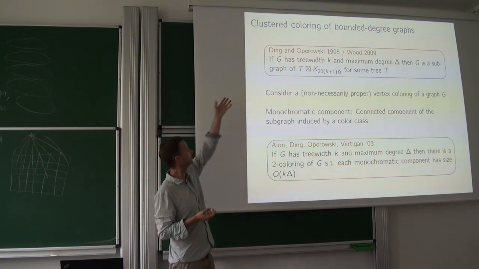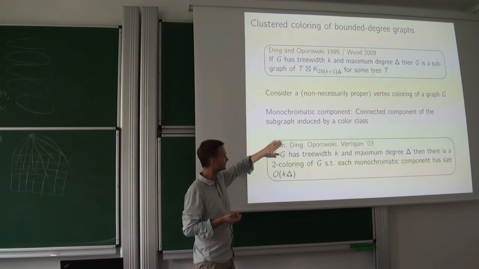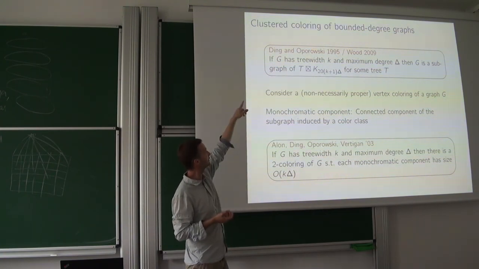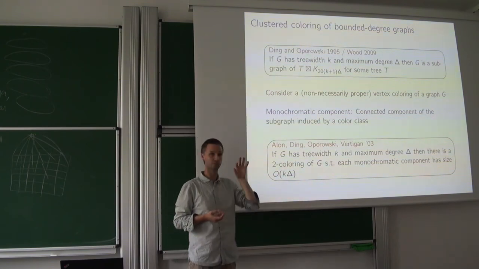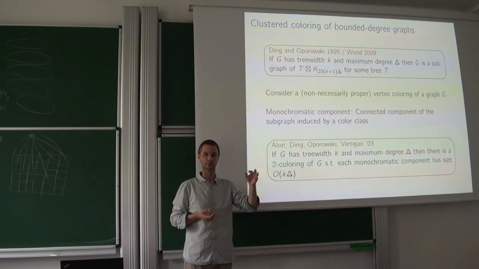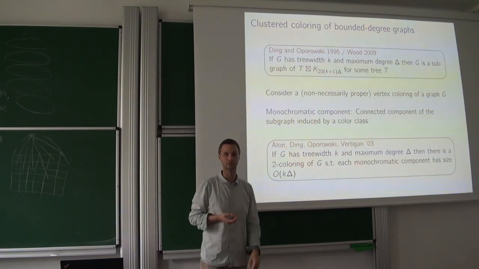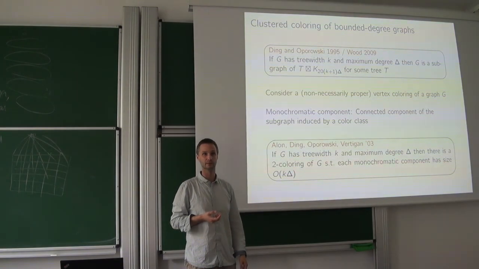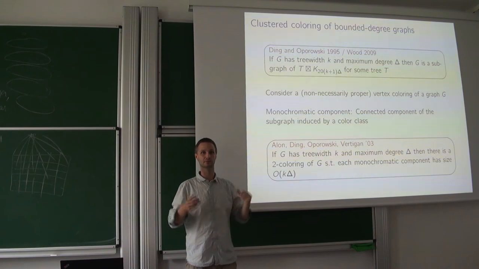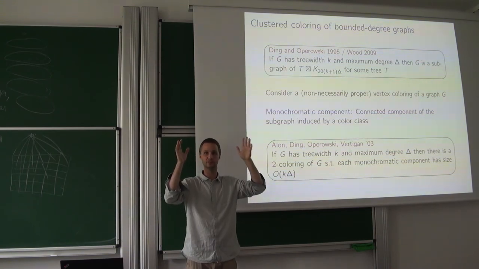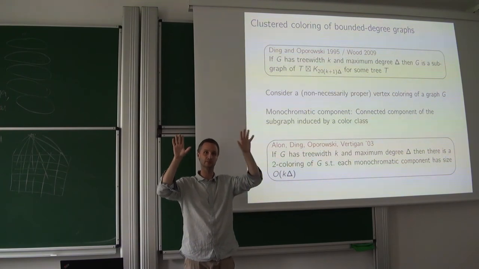So what's the connection with the previous result? Well, as was noticed in this paper, if you apply this result on top, it directly implies that if you have a graph of bounded tree width, then you can two-color it so that every monochromatic component has size big O of the maximum degree. And how do you do that? Well, apply the above result. So you have your graph G, which is contained in the strong product of a tree and a clique of size big O delta.